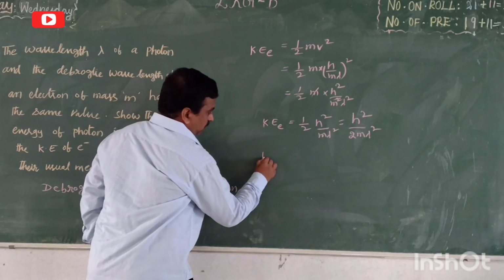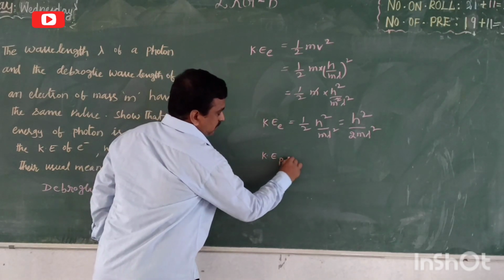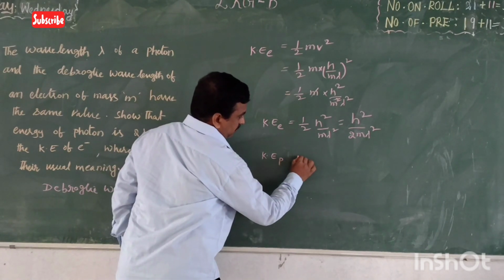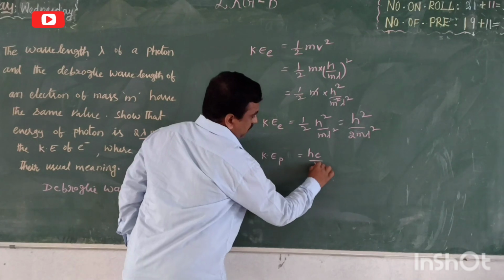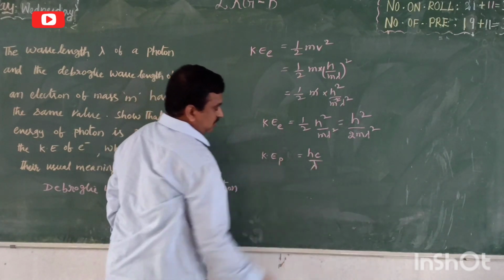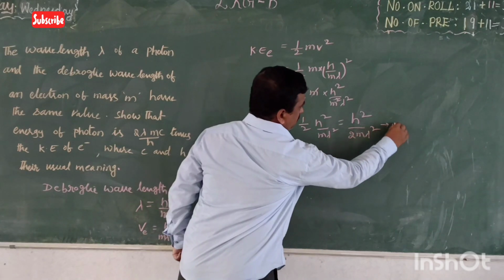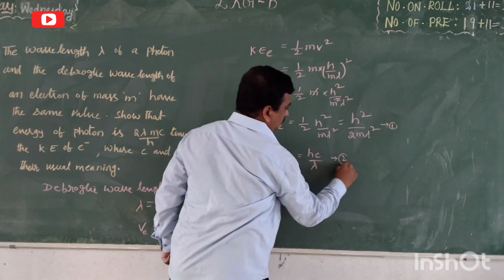The energy of a photon is equal to hc by lambda. See, the energy of a photon is hc by lambda. This we can take as equation 1, and this we can take as equation 2.